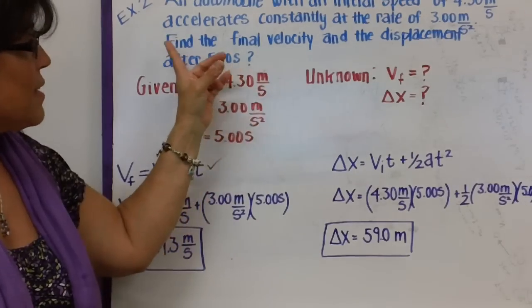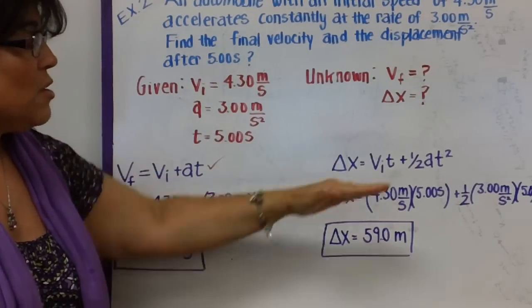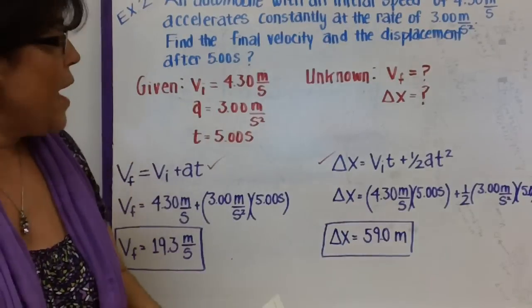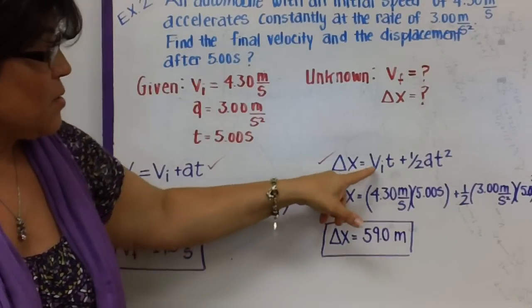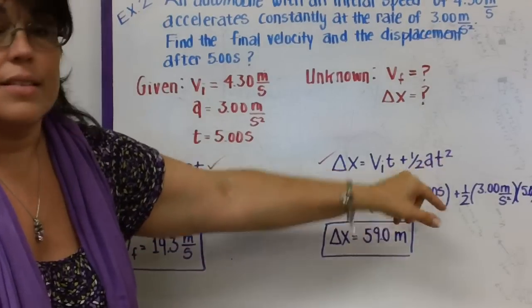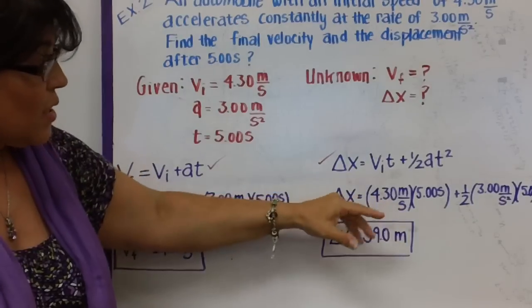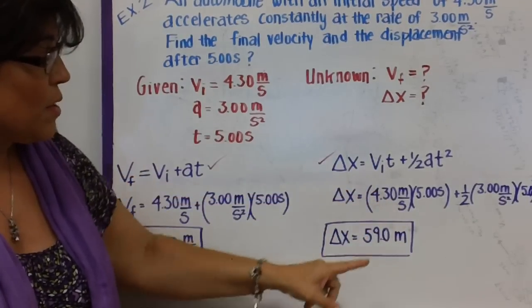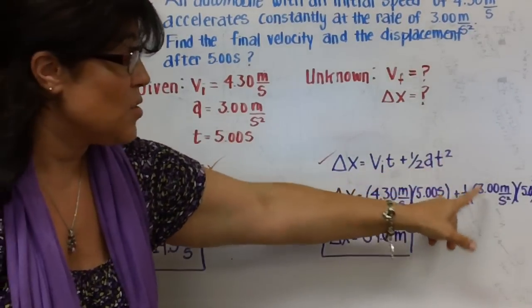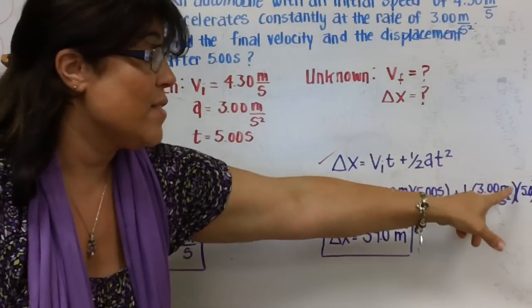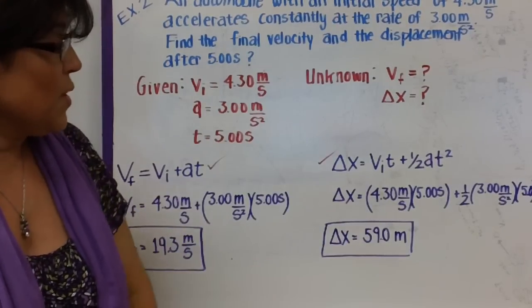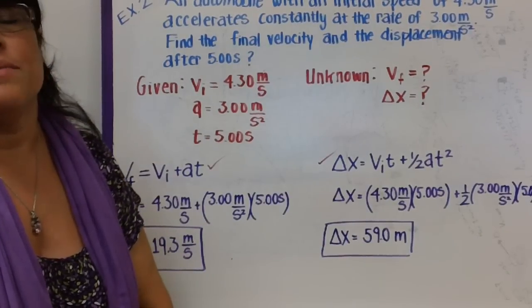They're also asking us to find its displacement. So now we're going to use the second kinematic equation that I gave you, and I know that my displacement is equal to my initial velocity times my time plus 1/2 a t squared. So I'm just going to plug in all our knowns. Initial velocity 4.3, time is 5, 1/2 stays 1/2, a is 3, and t is 5, and that's 5 squared. If we plug it into our calculator, we end up with our displacement is 59 meters.